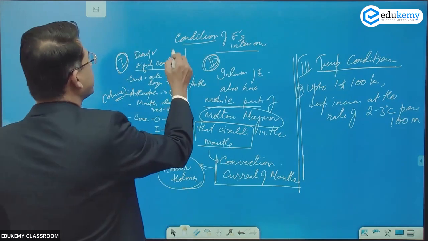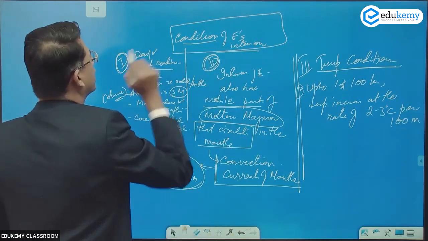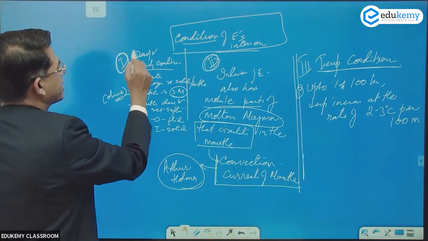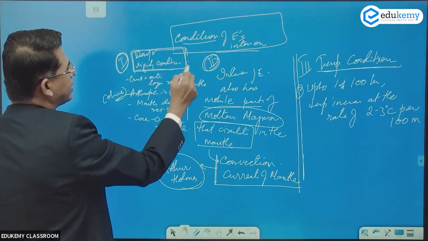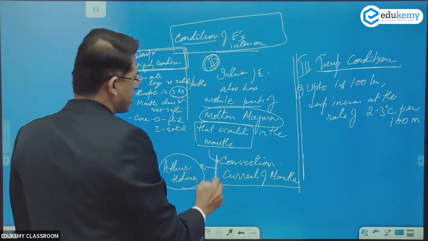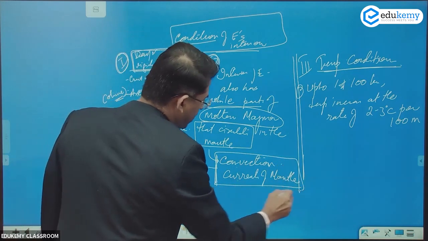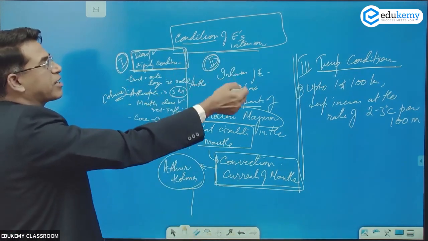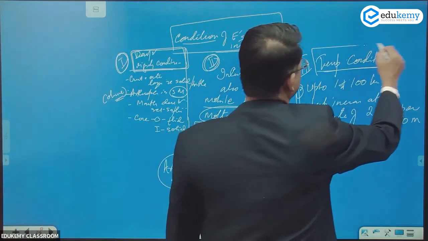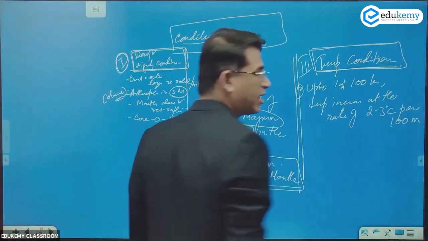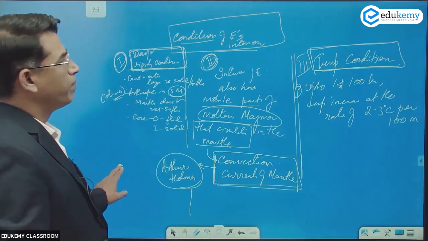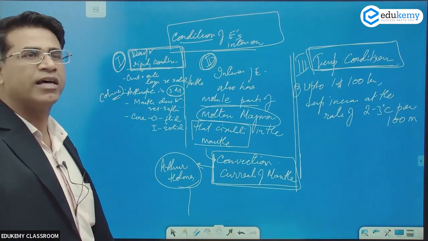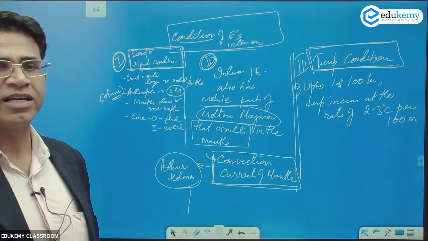The main heading is conditions of the earth's interior. So one is the density and the rigidity. The second is that we have convection currents, where the mantle has dynamic circulation. The third is the temperature conditions. That's all. Three discussions under the conditions of the earth's interiors.